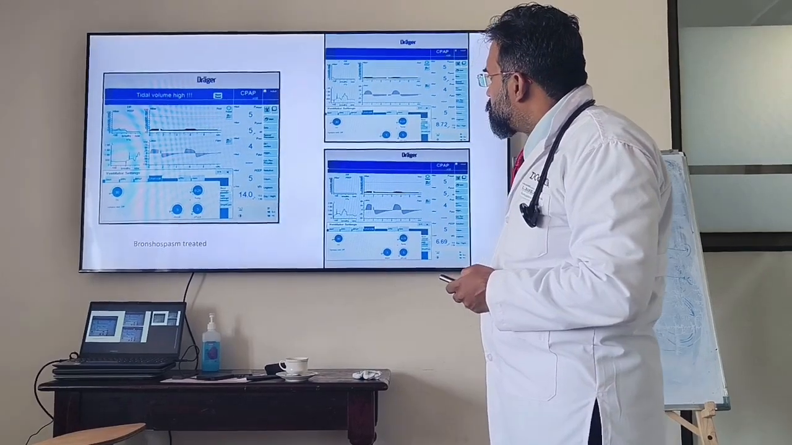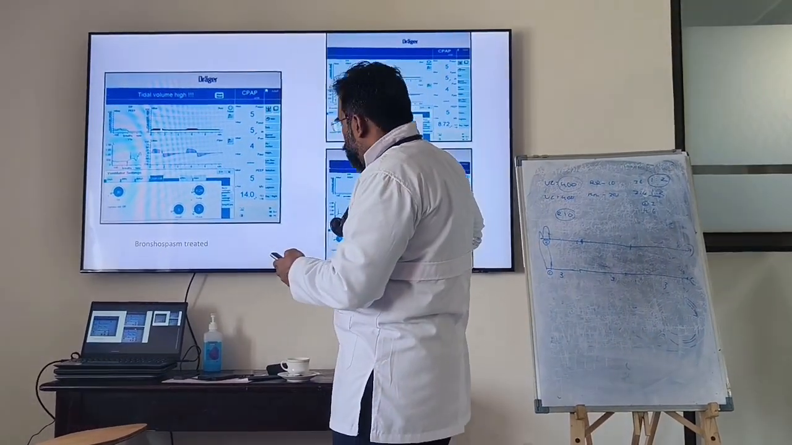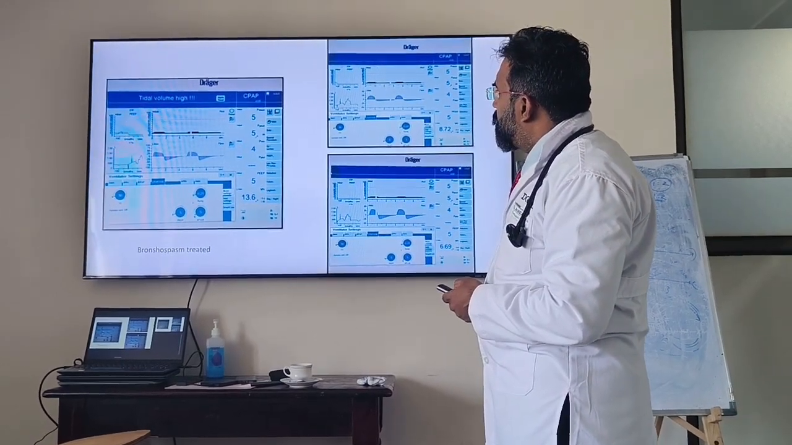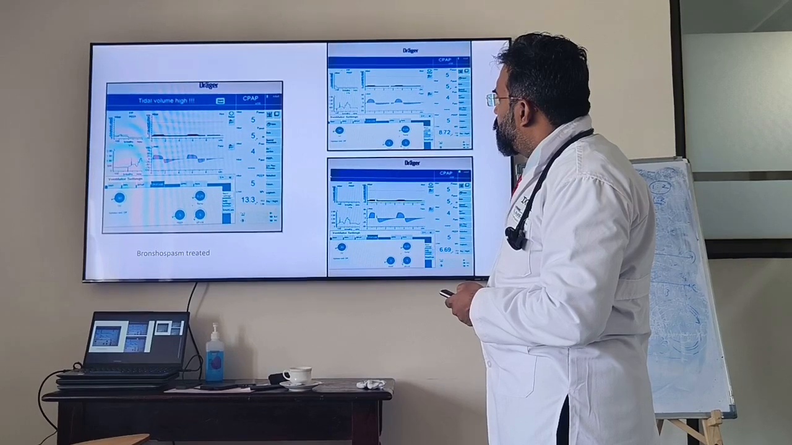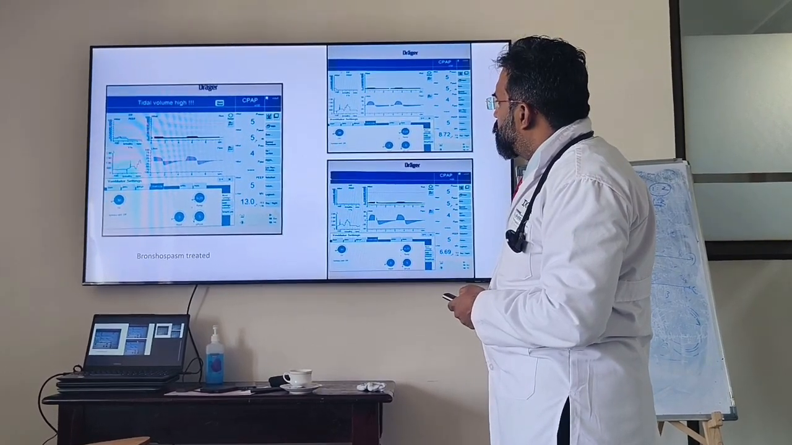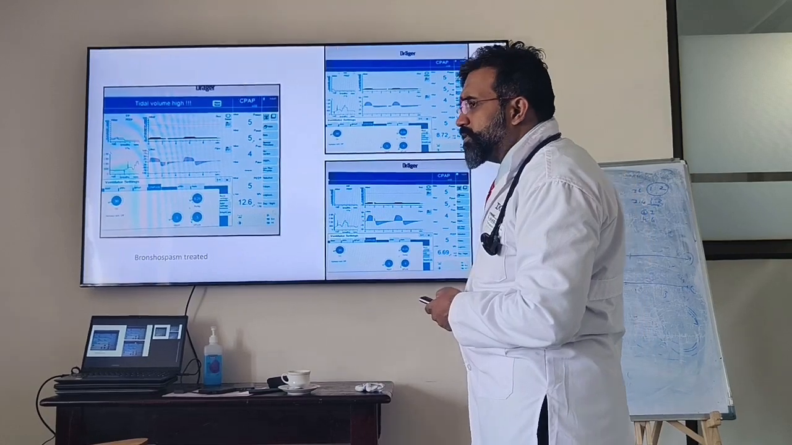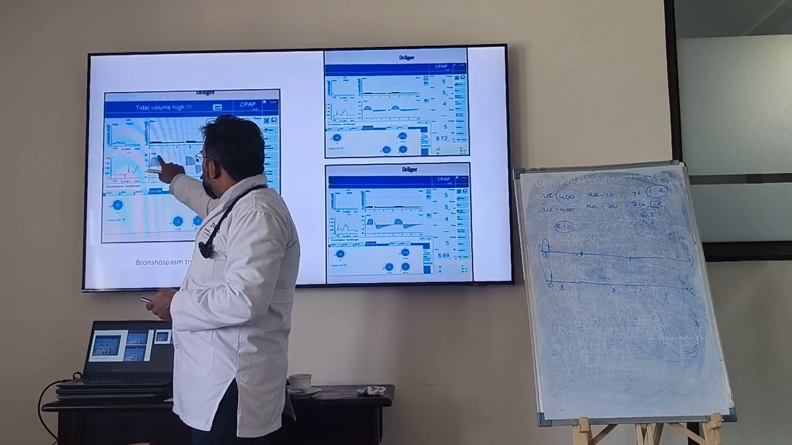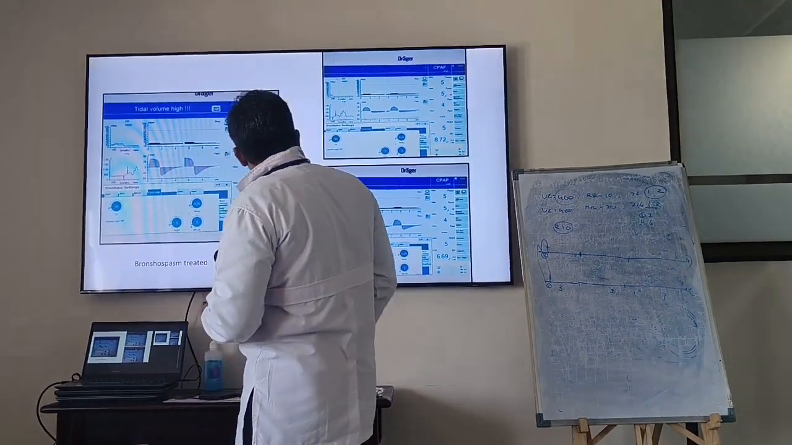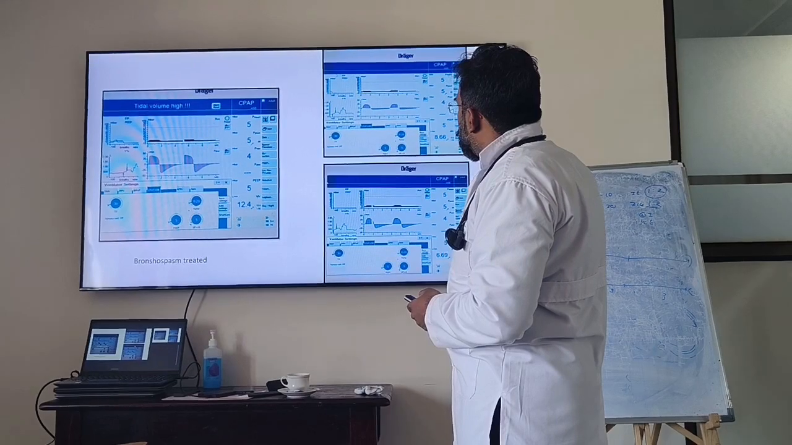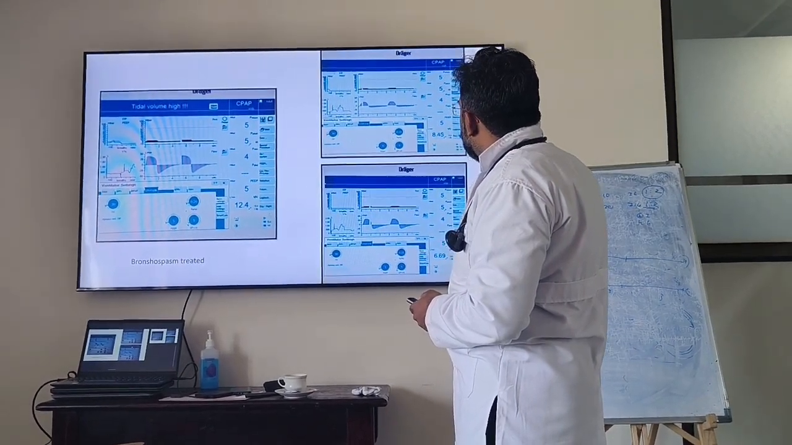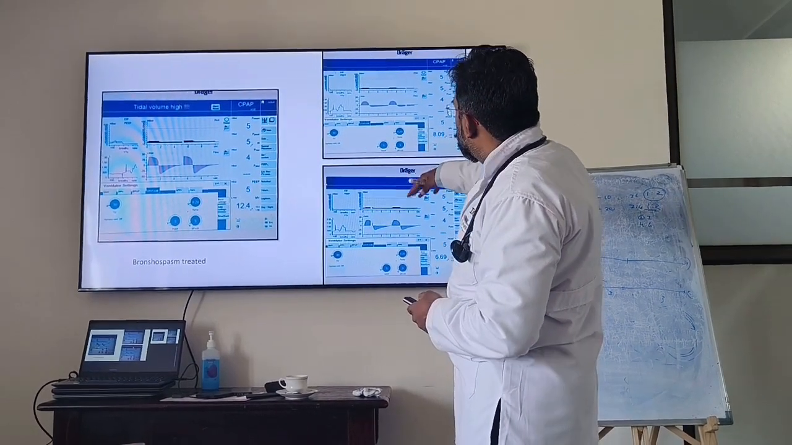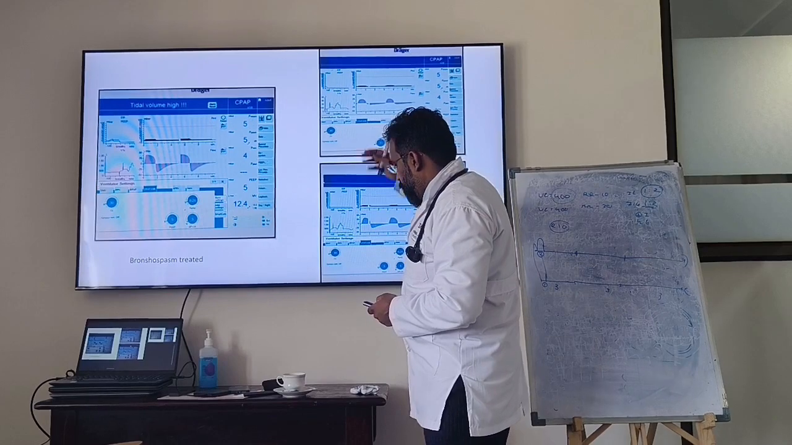Now, see, this is the bronchospasm that is treated. Okay? Let us look. So this is normal pressure support. This is the pressure support we just discussed, that the pressure remains constant. The flow the patient decides. Expiration the patient decides. Right? Now the waveform changes. You see the waveform changing?